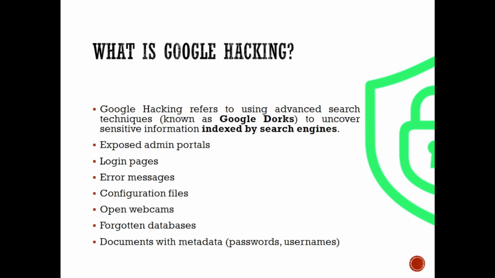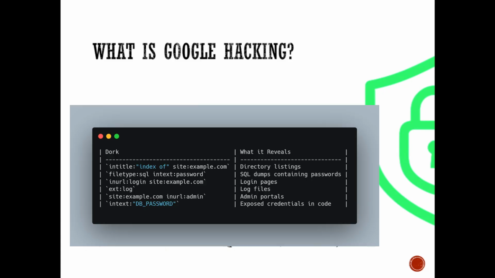Examples of Google Dorks. Dork, what it finds: "index of" site:example.com, directory listings; filetype:sql intext:password, SQL dumps containing passwords; inurl:login site:example.com, login pages; ext:log site:example.com, log files; inurl:admin, admin portals; intext:DB_PASSWORD, exposed credentials and code.